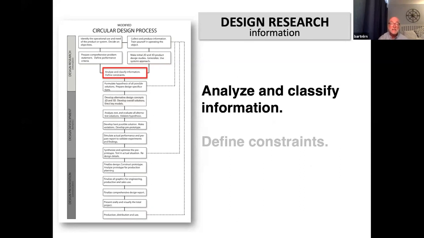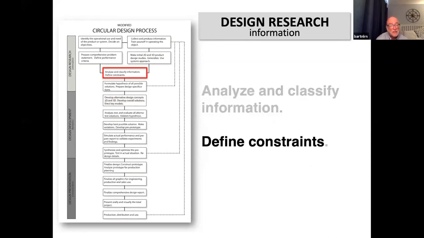So we analyze and classify the information. You remember earlier, just a couple of steps ago, we collected and produced information. Now we're going to analyze and classify the information. And then we're going to define constraints: how big it should be, how much it should weigh. There may be some constraints already given for us, but we're going to define these constraints.